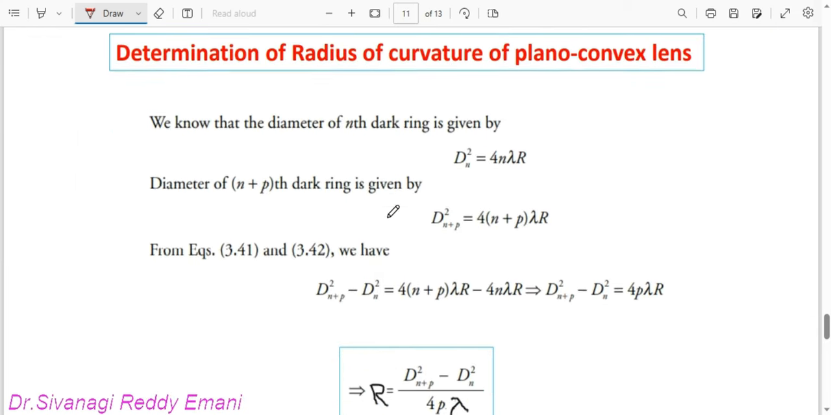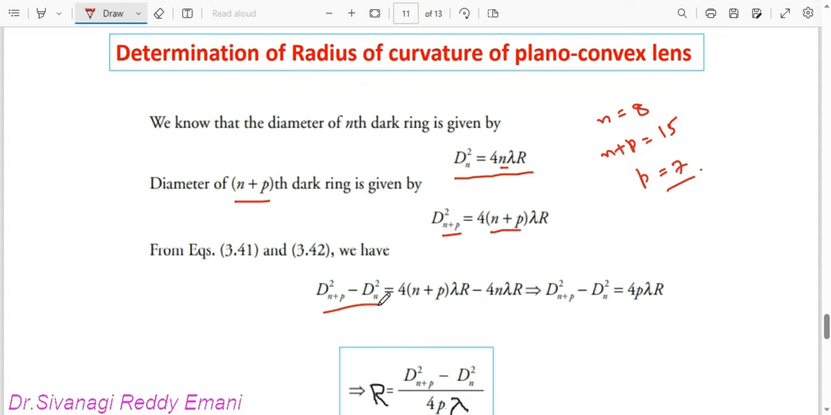Now we will calculate the radius of curvature of the plano-convex lens. So we know that the diameter of the dark ring is dn square is equal to 4nλR. Now if we consider the (n plus p)th dark ring, that is d square (n plus p) is the same. For example, n we will take 8, and n plus p, if we take as the 15th ring, then p will be 15 minus 8, that is 7, meaning 7 rings, that we calculate. So same thing, wherever n is there, just replace with n plus p.